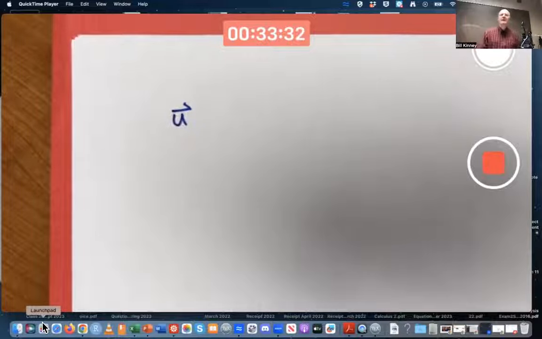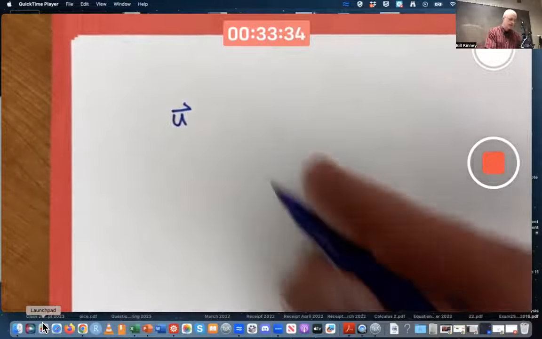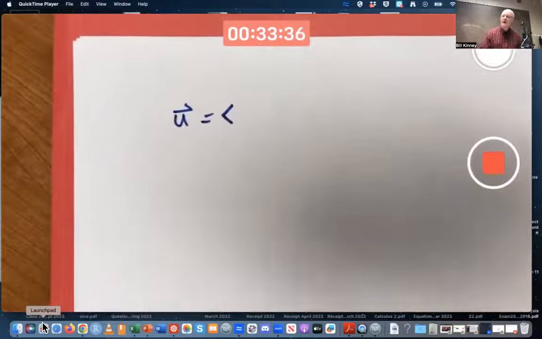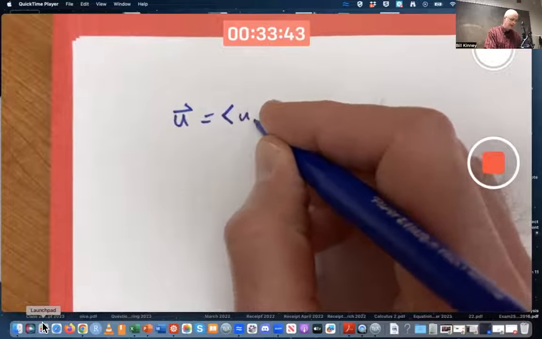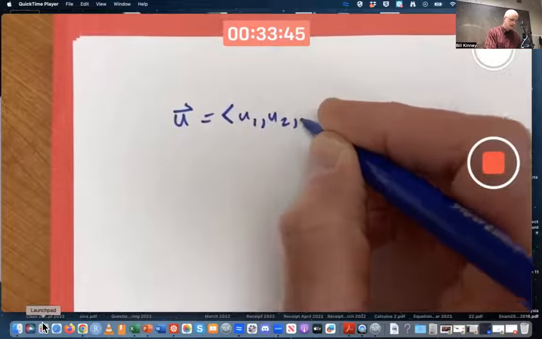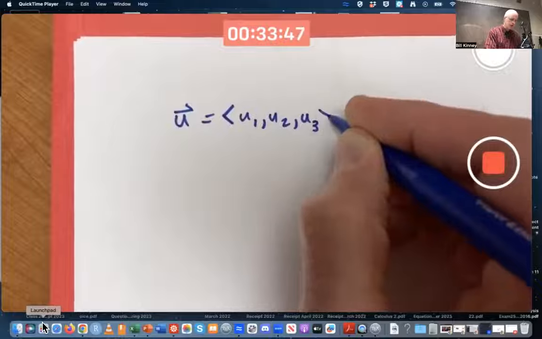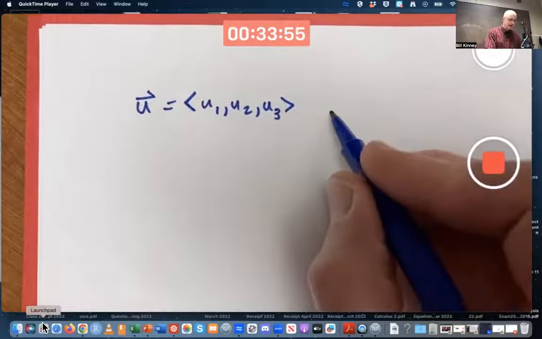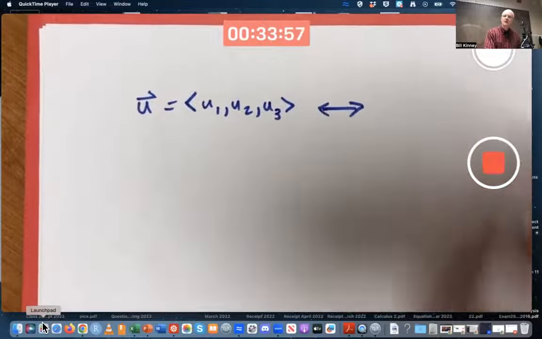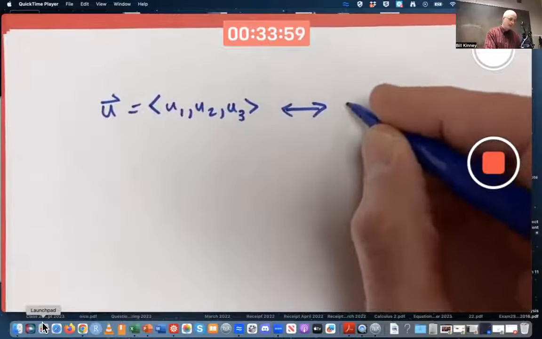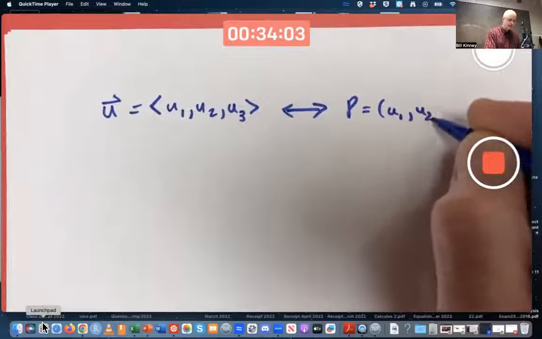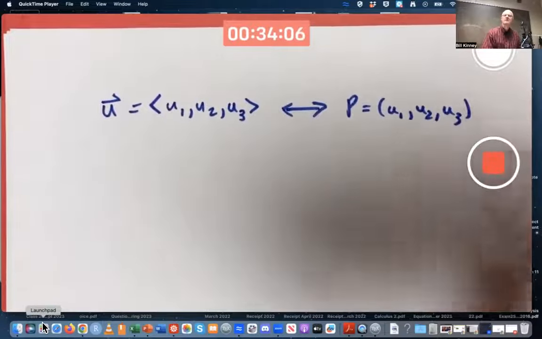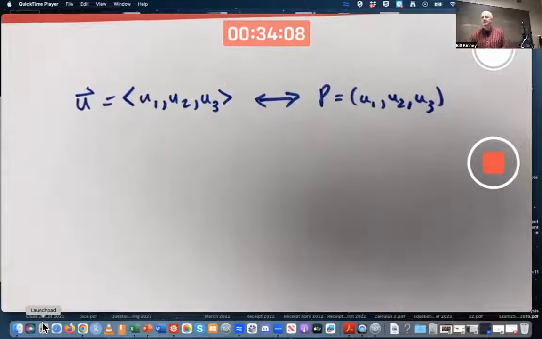If I write my vector in component form, then I use the pointy brackets again. I write the components. If it's a 3-dimensional vector, I need 3 components. Call them U1, U2, and U3. Geometrically, this does correspond to a point whose coordinates are the same numbers, the same as the components of the vector.